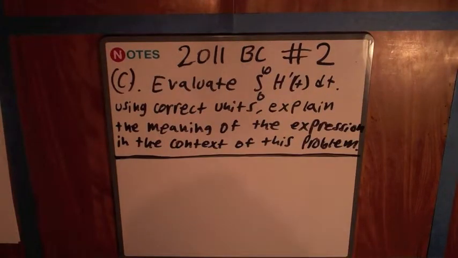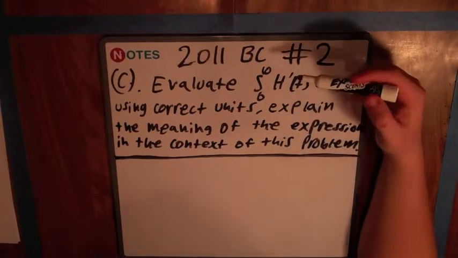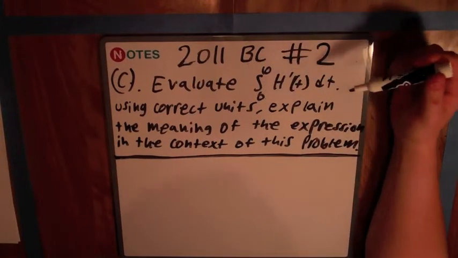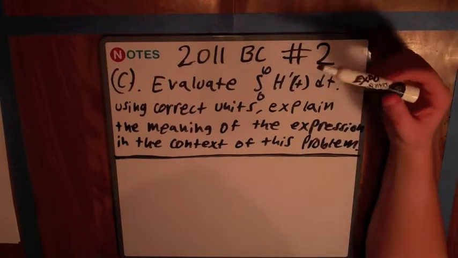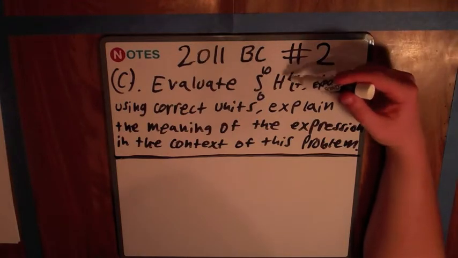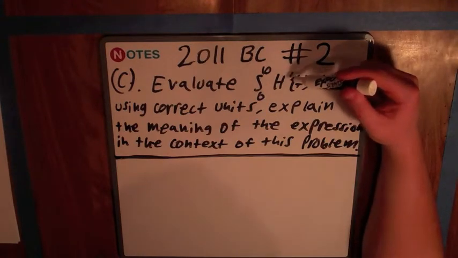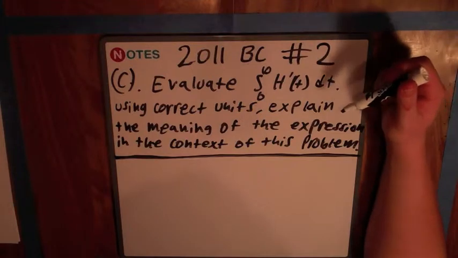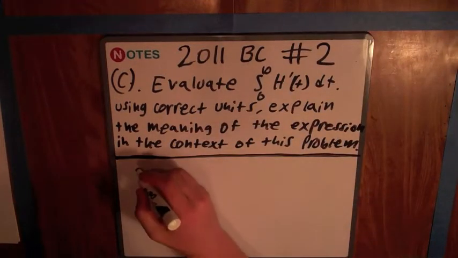Part C. Evaluate the integral from 0 to 10 of h prime of t dt. Using correct units, explain the meaning of the expression in the context of this problem. So for the first part, evaluating the integral from 0 to 10 of h prime of t dt. Notice that on this you have h prime of t, which means this is true.